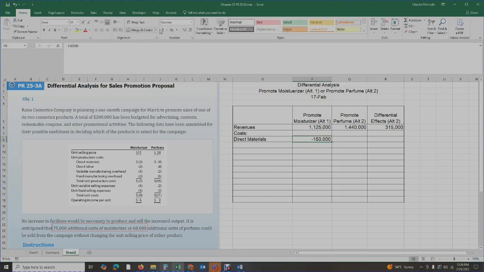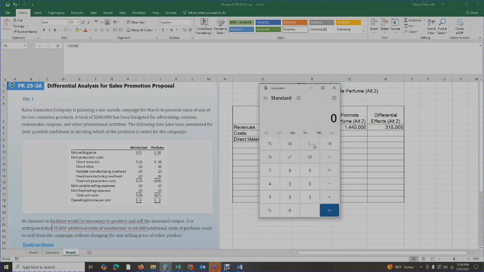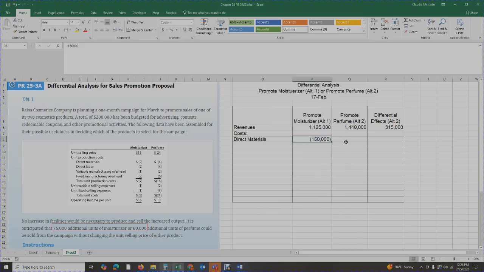Let me go ahead and format all of these cells. That way I know. So that would be my direct materials for alternative 1. Now I'm going to do alternative 2. Remember, alternative 2 is 60,000 units at $4 a piece. So it's going to cost me $240,000 in direct materials for the perfume.